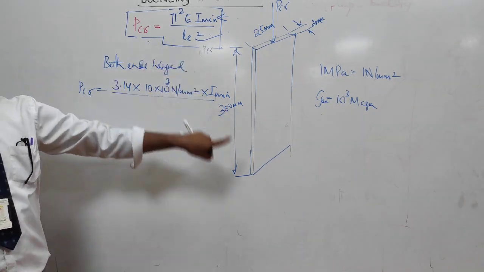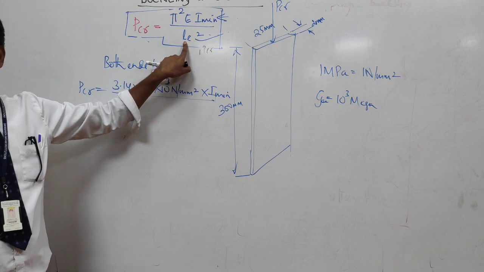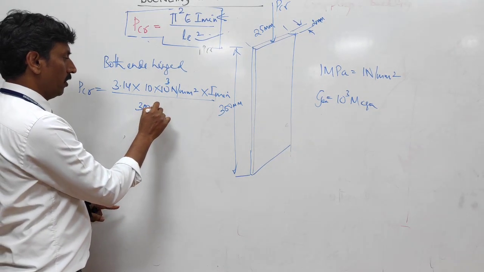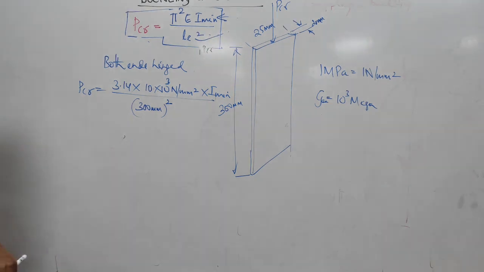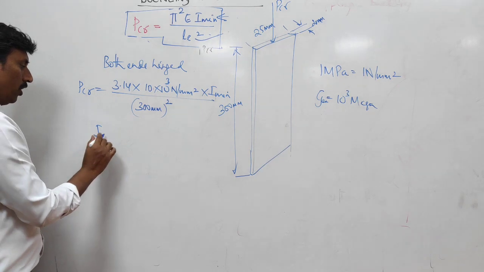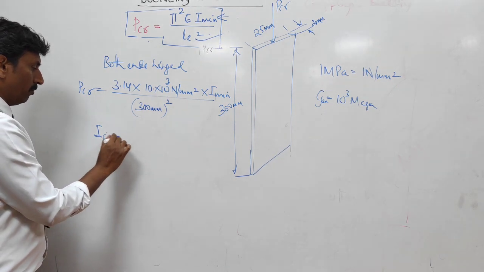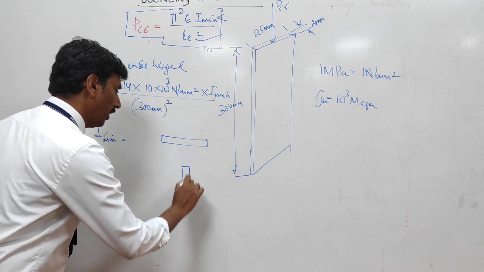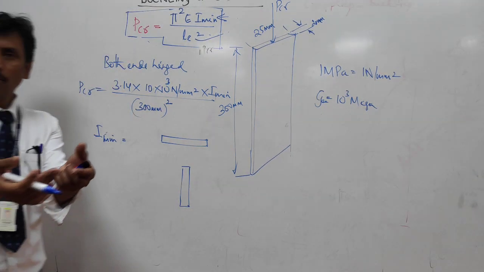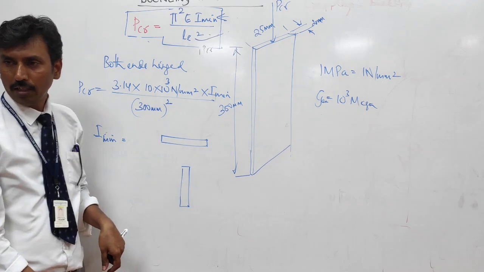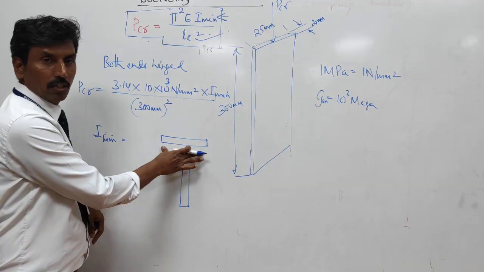And what is this L effective you will take now? 300 only because both ends are hinged. Easy, no? 300 mm whole square. Now I know everything, but I don't know I minimum. So let us find I minimum. Let us find I in both the cases. By common sense we know, if you keep the scale like this, I will be minimum. If I keep the scale like this, I will be maximum. If you want to bend the scale, it is very easy to bend like this. If you keep the scale like this, it's very difficult to bend. So if you keep like this, what is this width? B.